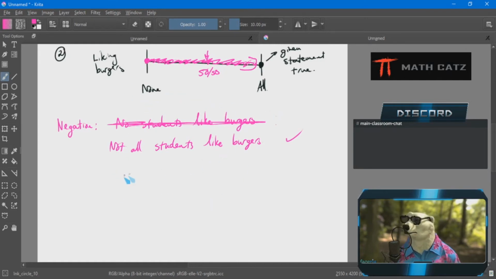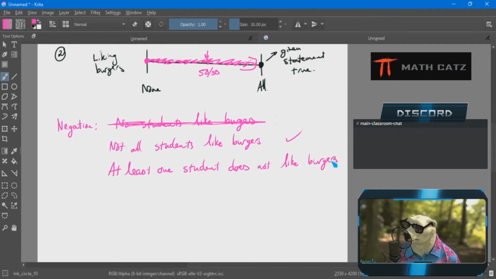But other words we could use is we could say at least one student does not like burgers. That would also be correct. Because I need to make sure my negation is true for anything in this pink range. So if I find one or more students that don't like burgers, then I've stepped away from the black dot and I'm somewhere in the pink, because at least one means one or more. You can of course say one or more. There's no stopping in the more aspect. It could go all the way to everyone, but on the not liking burgers side. It could go all the way to absolutely no one liking burgers.